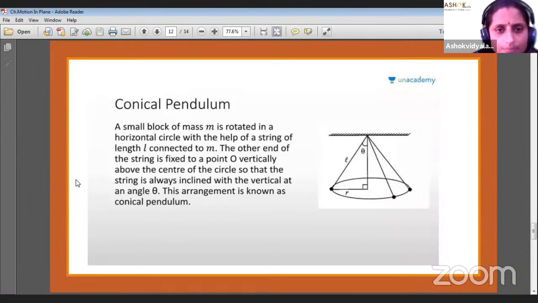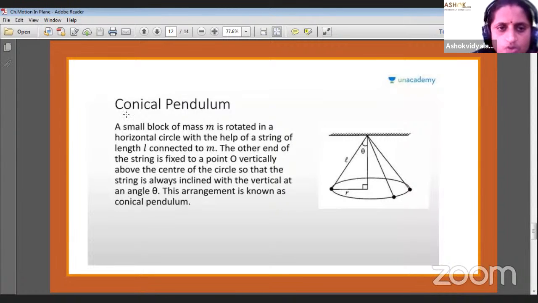A small block of mass m is rotated in a horizontal circle with the help of a string of length L connected to the mass m. The other end of the string is fixed to a point O vertically above the center of the circle, so that the string is always inclined with the vertical at an angle theta. This arrangement is called a conical pendulum.